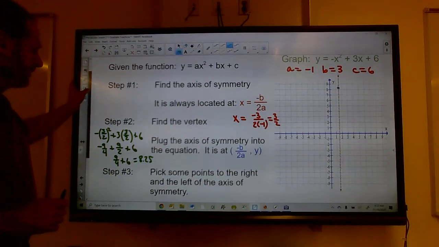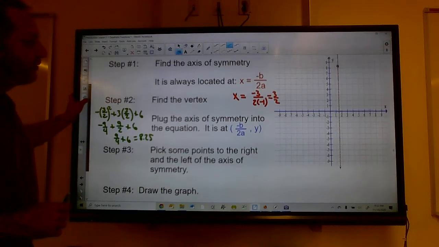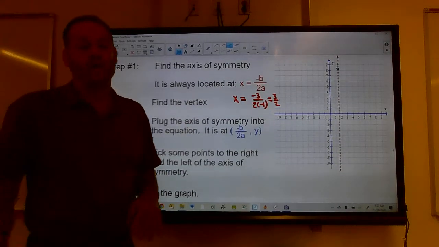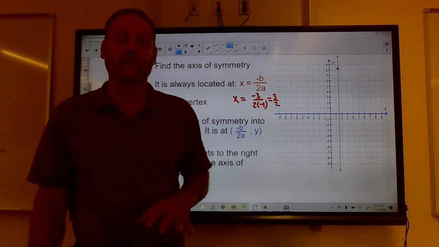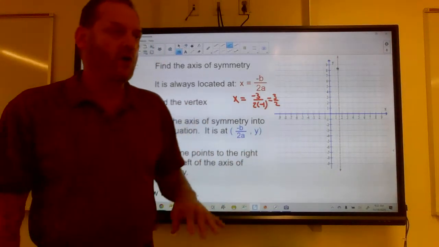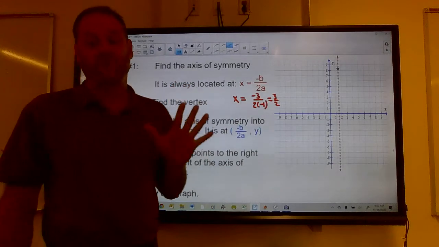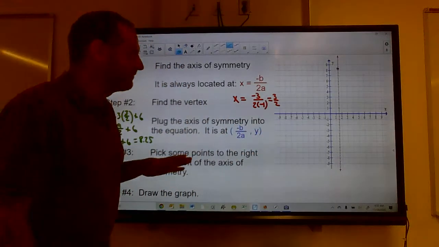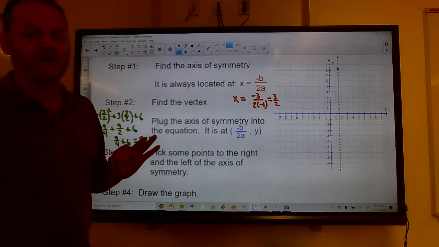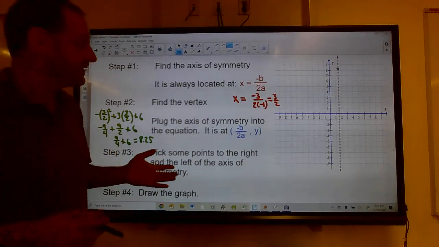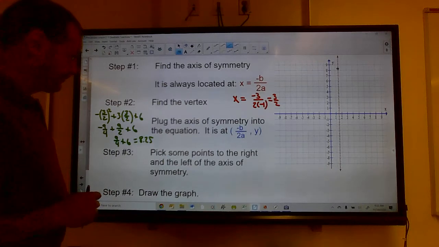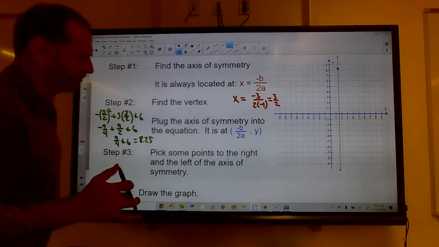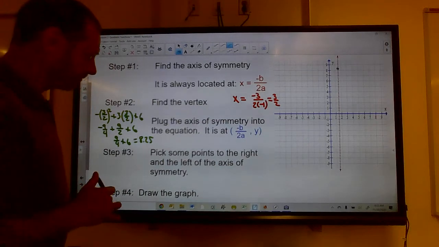Now, the next thing you're going to do is you're going to pick 2 points to the right and the left of the axis of symmetry. So when you're graphing a parabola, when you graph a line, you only need 2 points. When you graph a parabola, you need to have 5, and one of them has to be the vertex. Now, that's a little bit of a lie because you really only need 3 because you get 2 for free because this thing's symmetric. Okay, so if you choose the points correctly, you really only need to do 3 points.